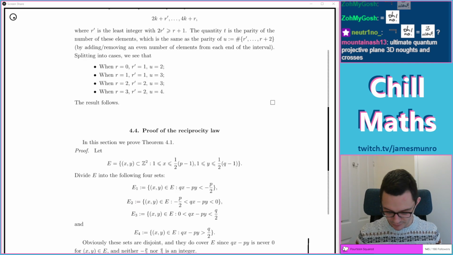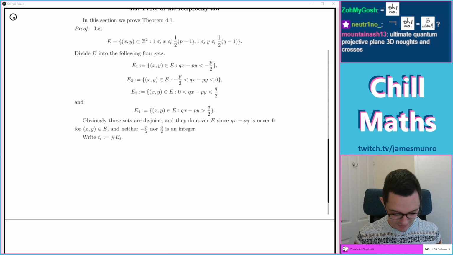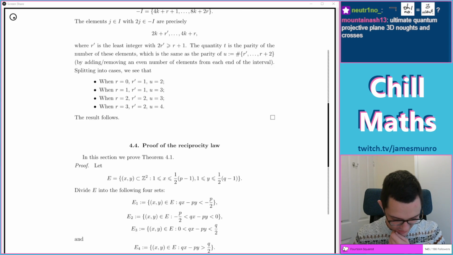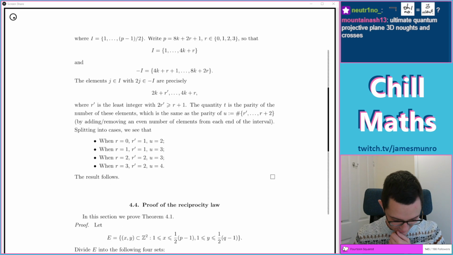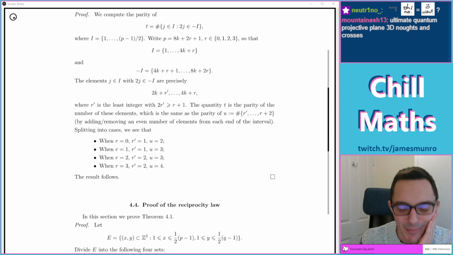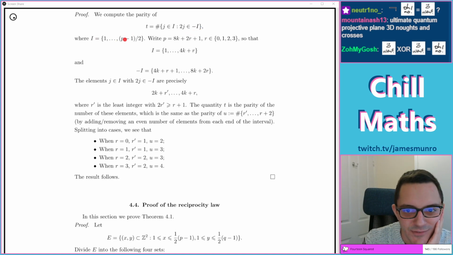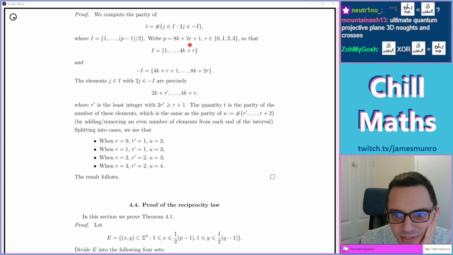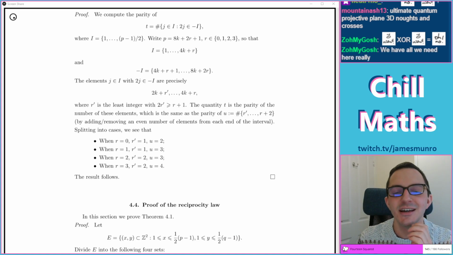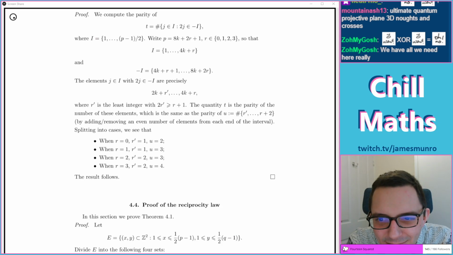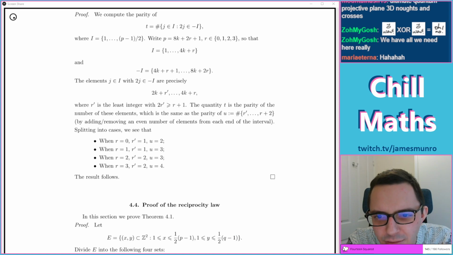How long have we got? Oh, it's 4 o'clock. Should probably wrap up in a second. How long is this proof? Proof's quick. Proof looks quick. Compute the parity of this with the H A in minus I, where I is the first few elements. Right, P is this much. Oh no, I don't like this. R is not 1, 2, 3. What? 1, 2, 3.